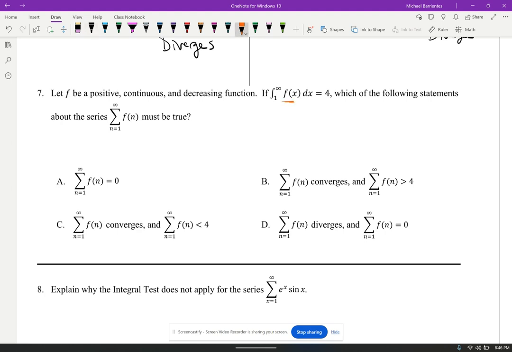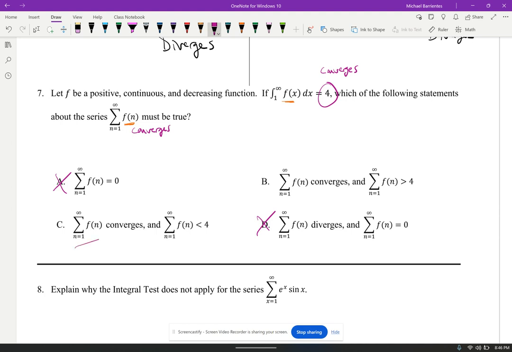Well, this function is the function here, and it converged to 4, so that means this converges. Be careful. It doesn't converge to 4, but it converges to a number. So I know A cannot be the answer. The infinite series does not converge to 0. It doesn't equal 0. And D cannot be the answer, because this tells me that the infinite series diverges. So it's either C or B.